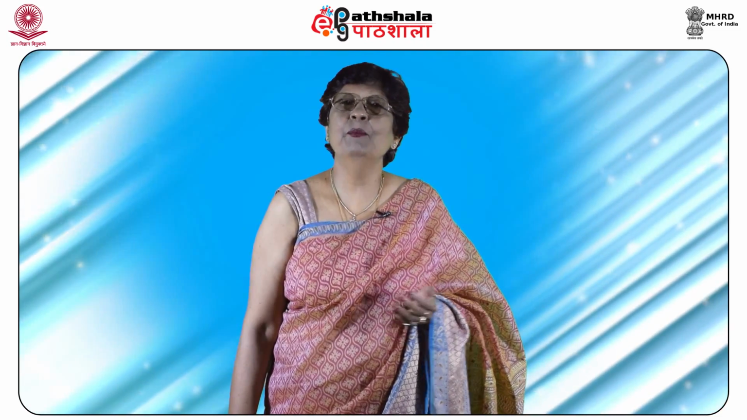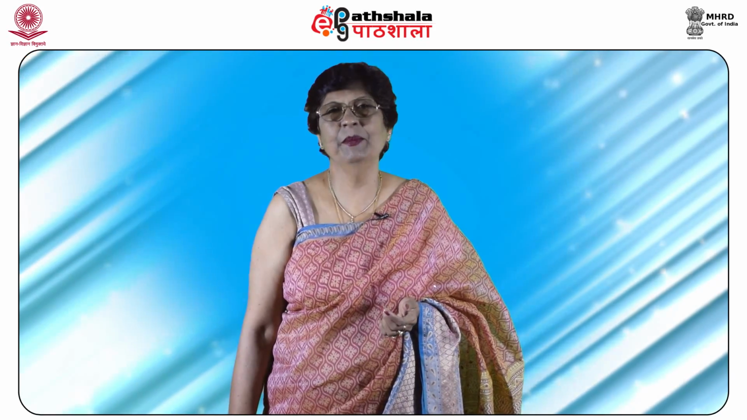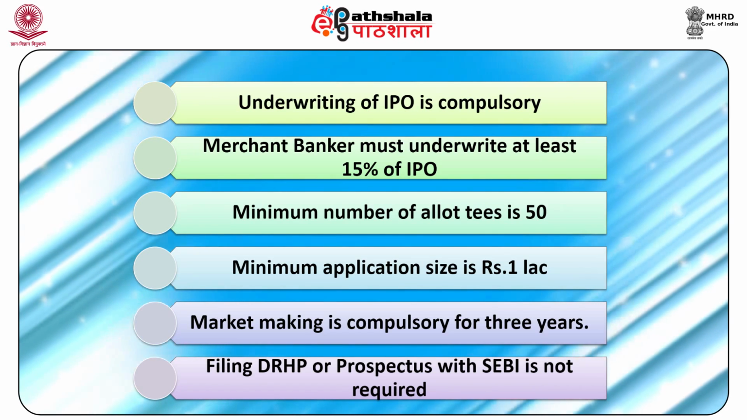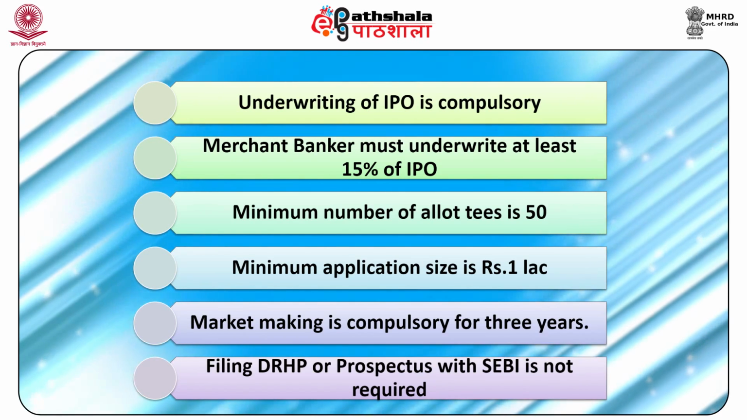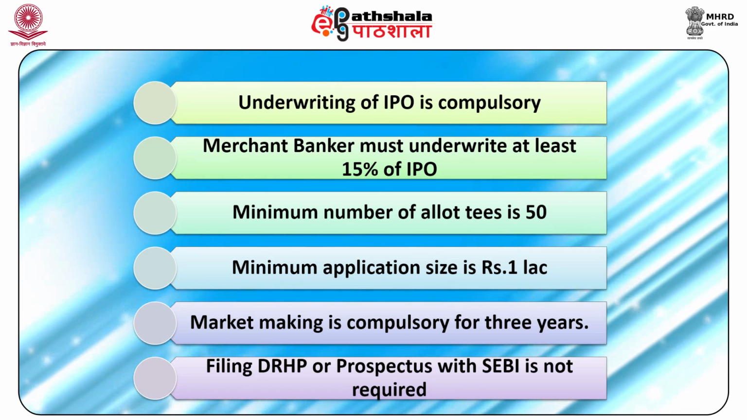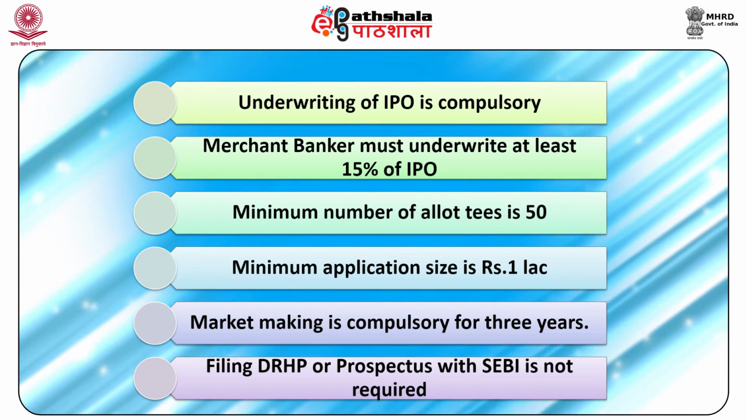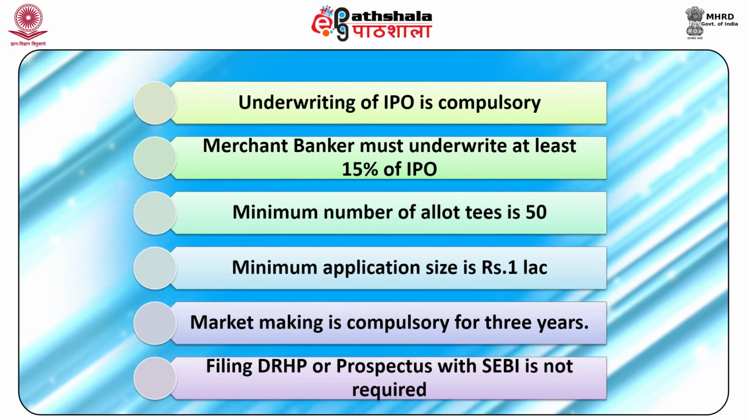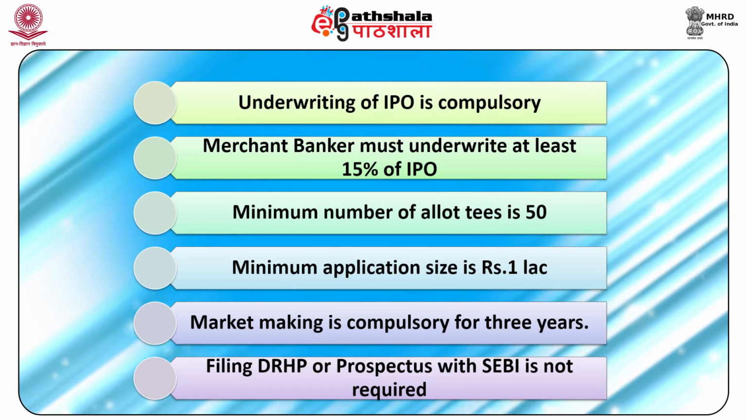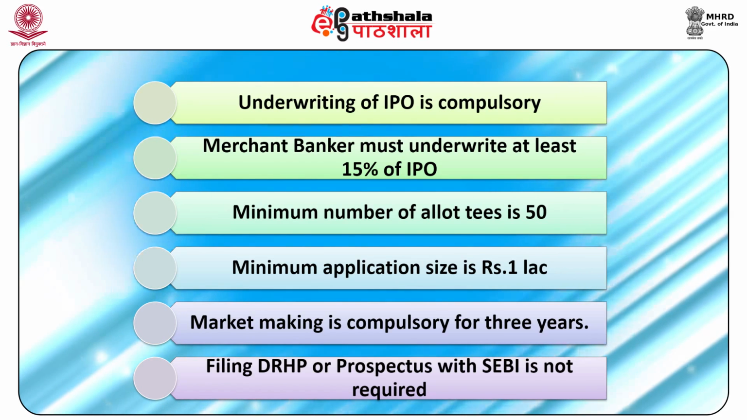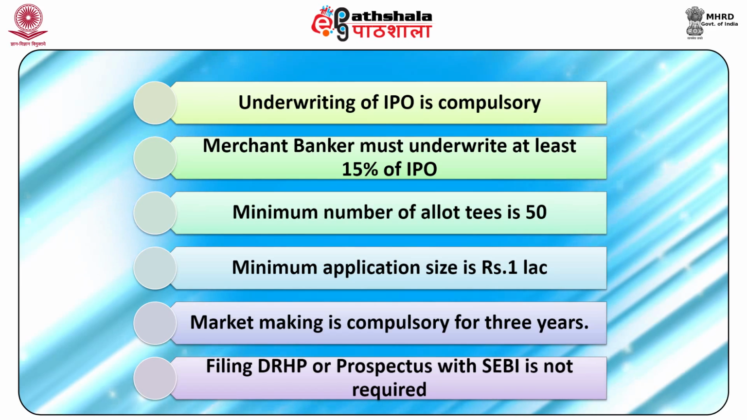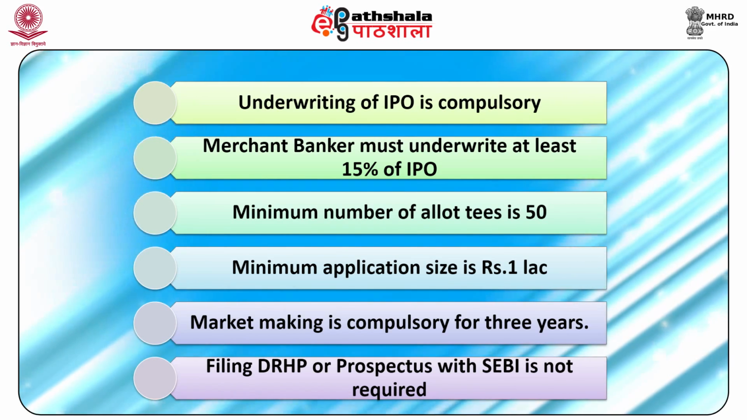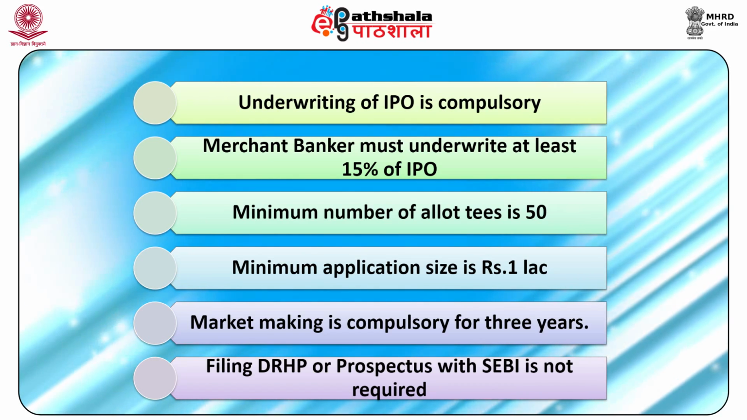Let us understand important regulations for SME IPOs. Number 1. Underwriting of IPO is compulsory. 2. Merchant banker must underwrite at least 15% of IPO. 3. Minimum number of allottees is 50. 4. Minimum application size is Rs 1 lakh. 5. Market making is compulsory for 3 years. And lastly, filing DRHP or prospectus with SEBI is not required.